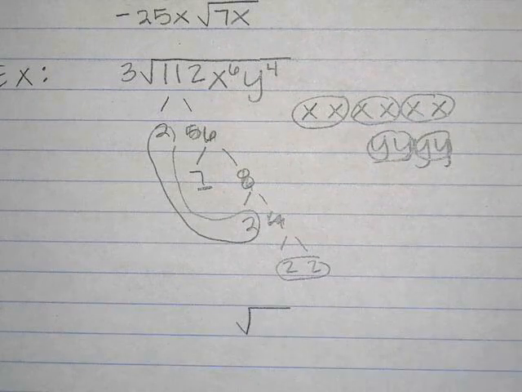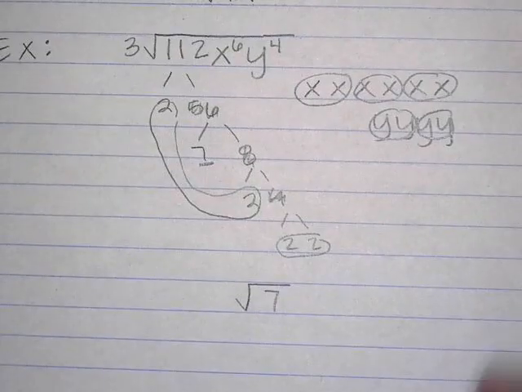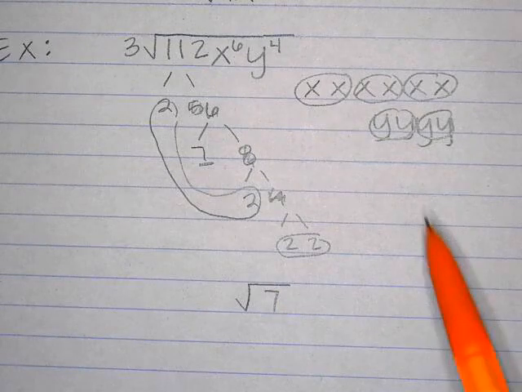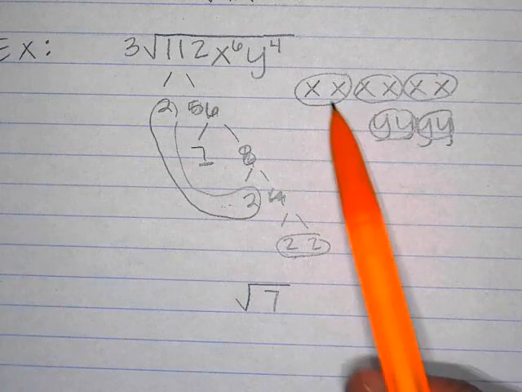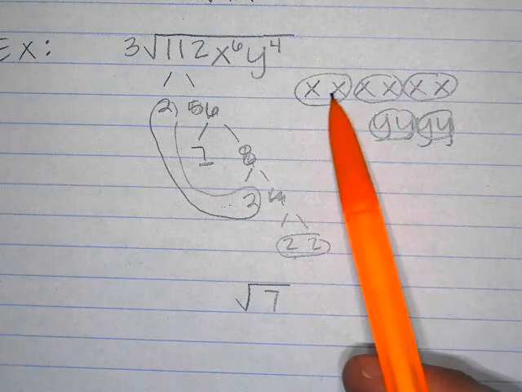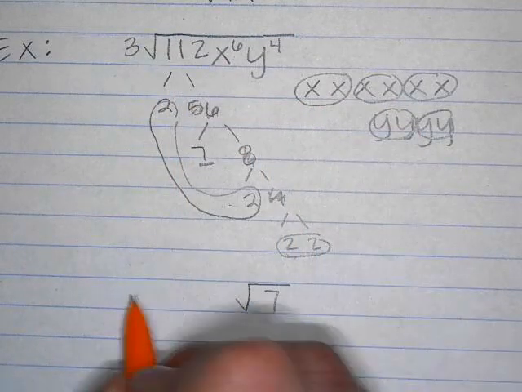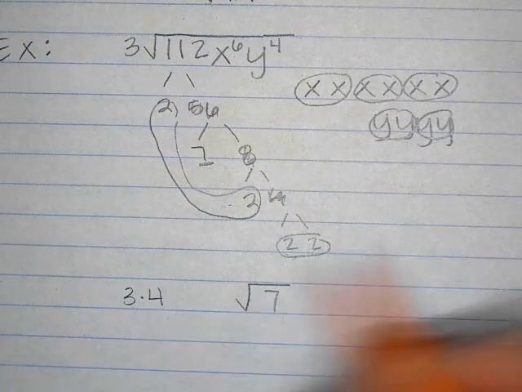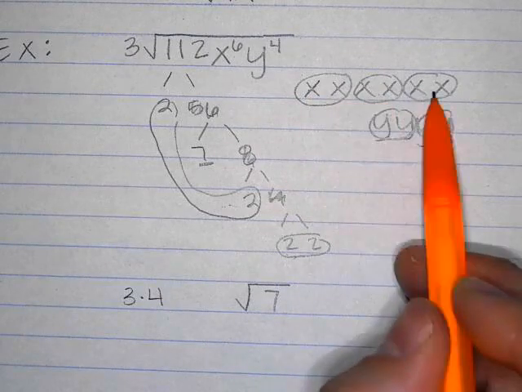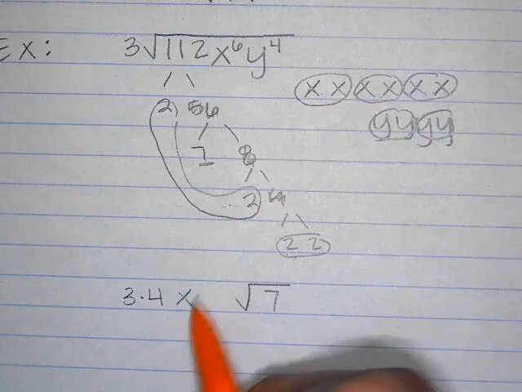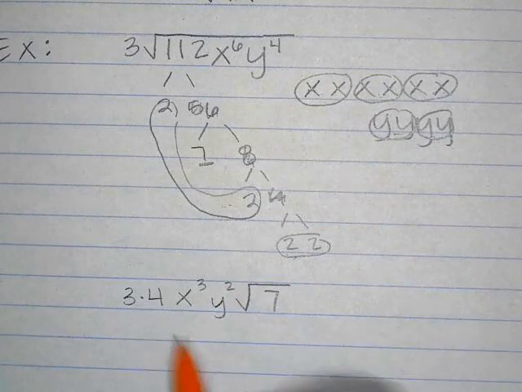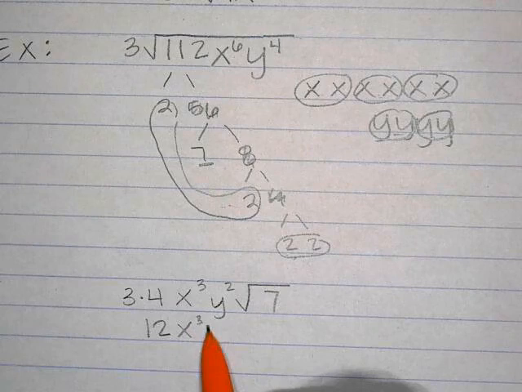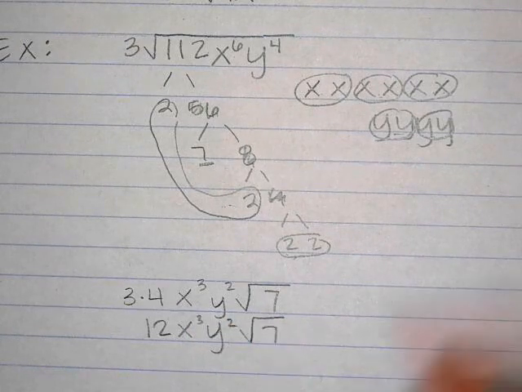And then what do we do on the outside? There's 4. So 2 times 2 is 4. We're going to do 4 times 3. So 3 times 4 on the outside. And then what do we get for the x's? X to the 3rd. Okay, and then y squared. So 12 x to the 3rd y squared root 7. That's too much.